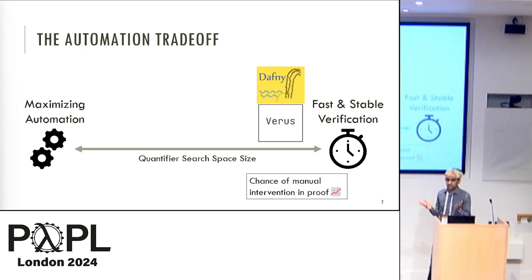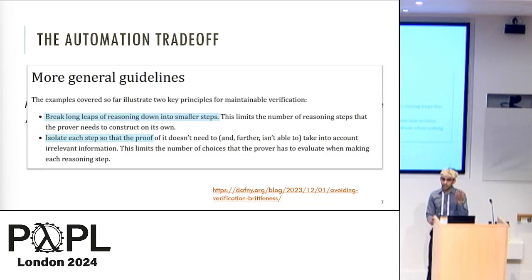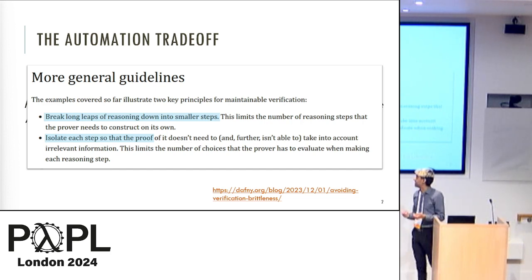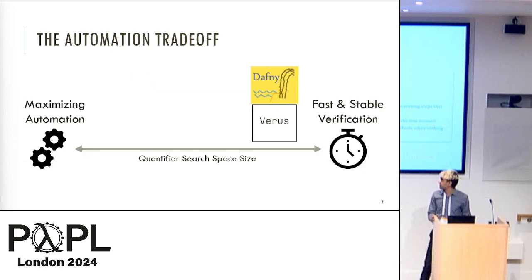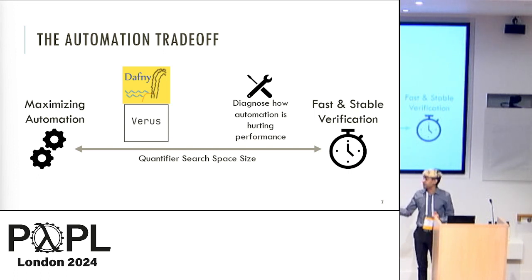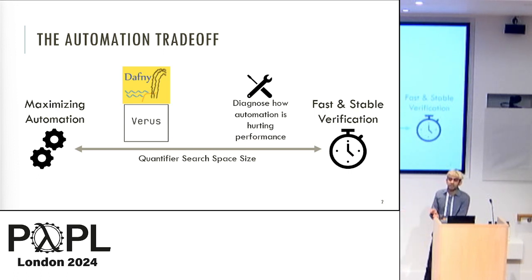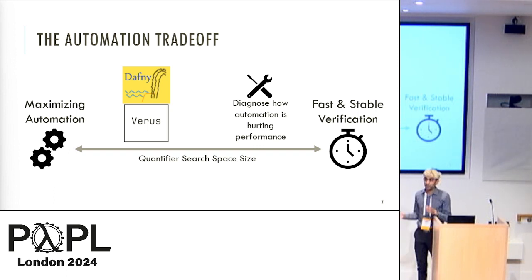And there's been some talk about different philosophies as to how to manage this trade-off. So one talk, the Dafny'24 talk, was an example of this, and there was a recent Dafny blog post as well that says maybe we should aim more towards the fast and stable side by breaking down our steps and having a little bit more physically written down. And I'm here to present a slightly alternate philosophy, which is maybe we should be pushing towards as much automation as possible, but we need good tools to be able to diagnose when automation is hurting our performance, so we can rein it in at those points, as opposed to forgoing it overall.